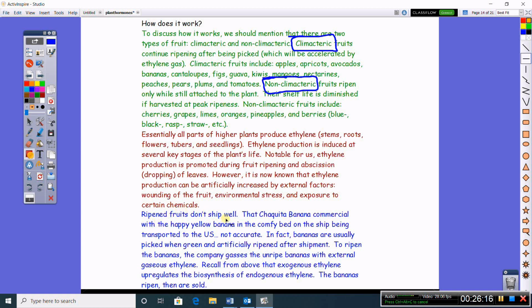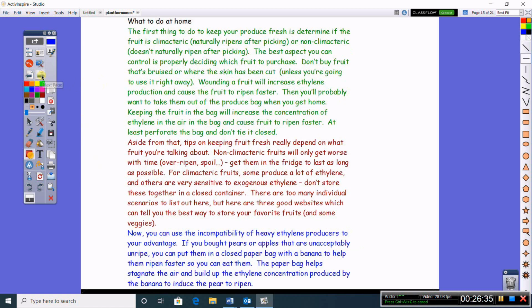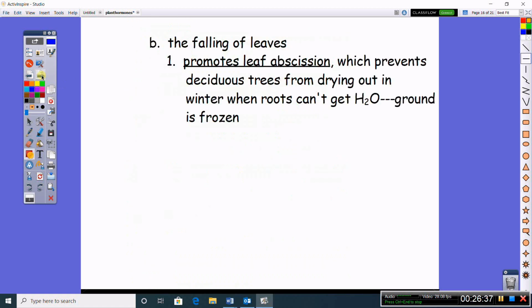It says ripened fruits don't ship well. Bananas are usually picked when green and artificially ripened after shipment. To ripen the bananas, the company gases the unripe bananas with external gaseous ethylene, and then the bananas can ripen and then they can be sold. I'm not going to worry about that.